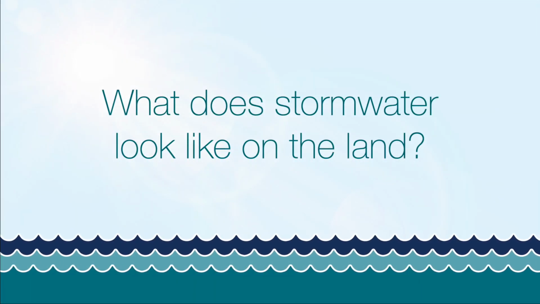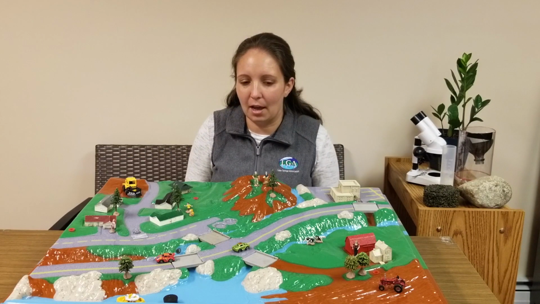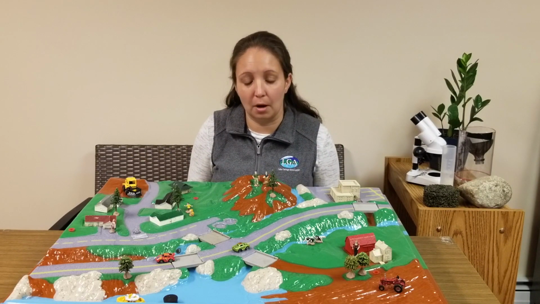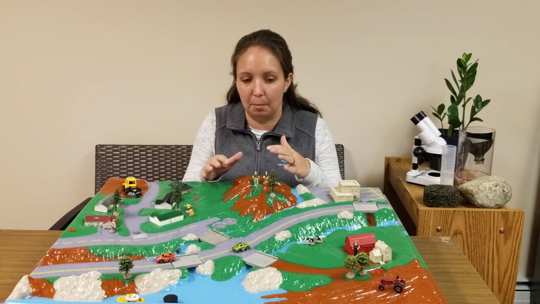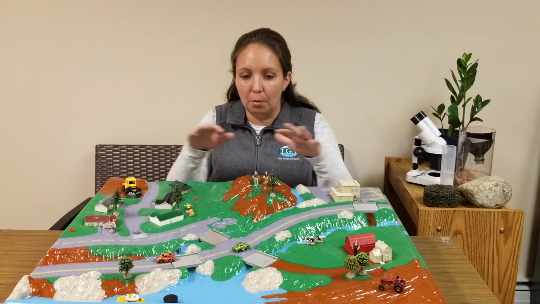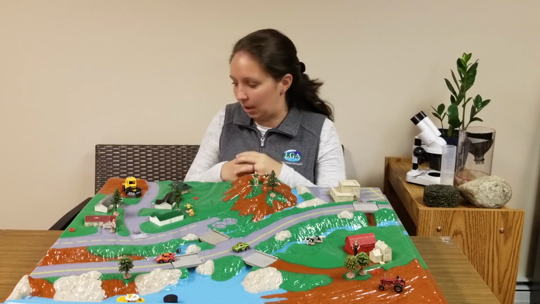So now that we know what stormwater is, what does it look like on the land? And so here in front of me, I have our watershed model. So a watershed is the land around our water bodies that drain down into them. So when it rains, wherever rain hits this land, it's eventually going to drain down into the lake.